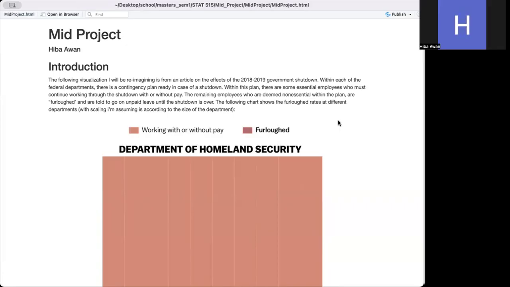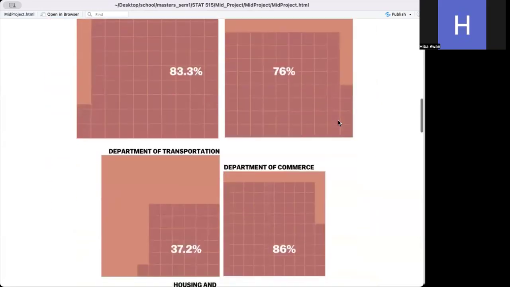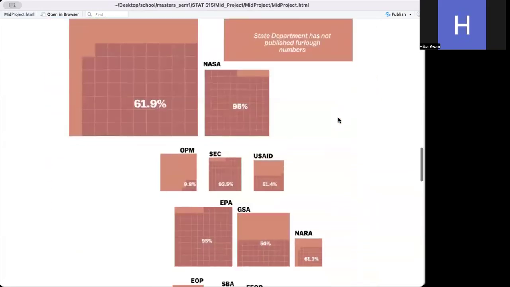So while I was searching, I stumbled into an article with a bunch of visualizations based on the 2018 to the beginning of 2019 shutdown. And so I saw this visualization on it and I just knew I had to choose this for my mid project.